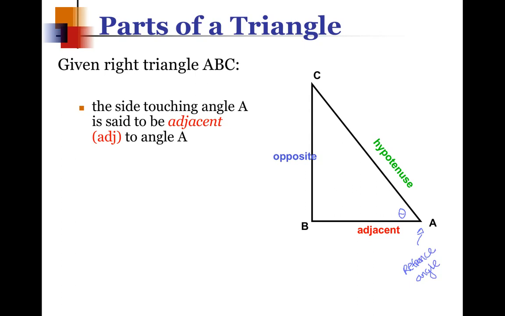Opposite and adjacent are going to depend on your reference angle. The hypotenuse is not. Right? If you recall, the hypotenuse is always going to be opposite of the 90-degree angle. So no matter where your reference is, whether it's at A or it's at C, that's not going to change, but the opposite and adjacent will. So the side touching angle A is adjacent to angle A.